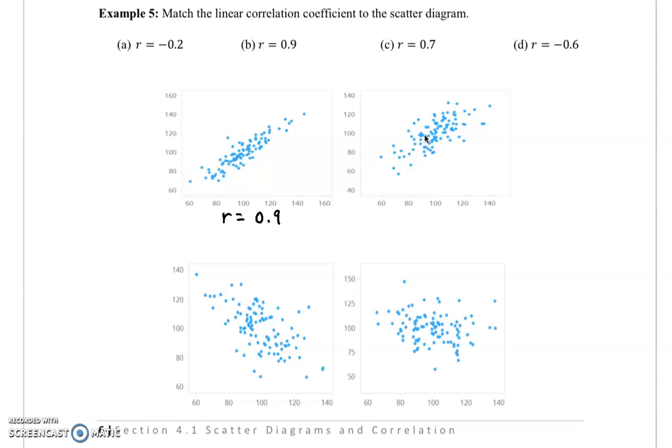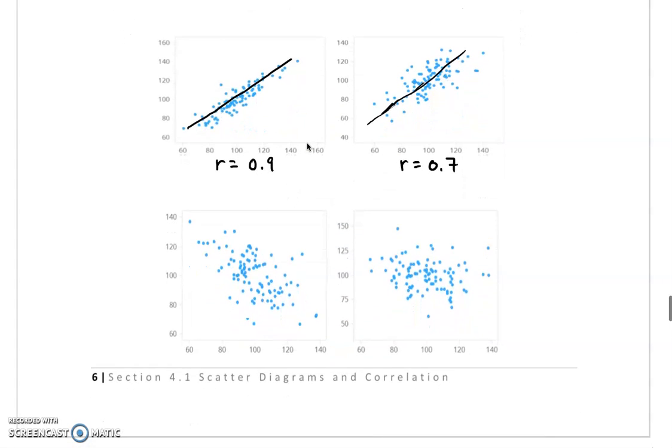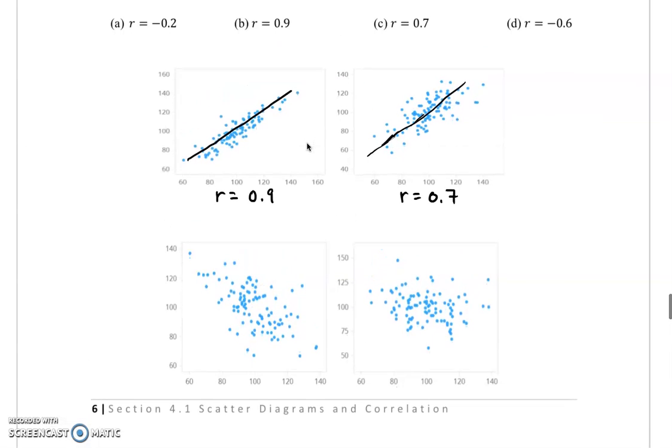If we look at the top right, this one also has positive association because as the horizontal variables get bigger, so do the vertical values of the variable. But you see, it's a little bit more scattered. If we tried to draw our straight line through there, the points are a little bit more scattered off of that line. So that one's probably an R of about 0.7. I'll go back and draw our line on the other one too.